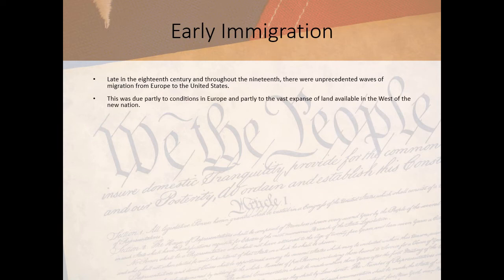of people came. This was due partly to conditions in Europe and partly to the vast expanse of land available in the west of the new nation. Those vast expanses of land weren't available in Europe. Land had pretty much been used up. You didn't have those opportunities. You did here. And people came as a result of that.